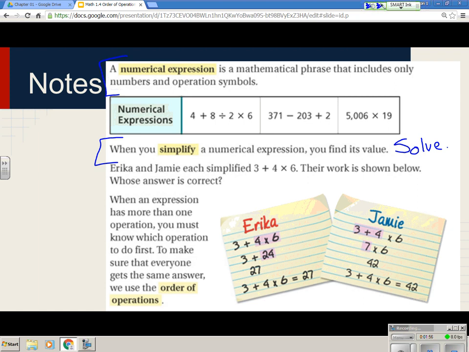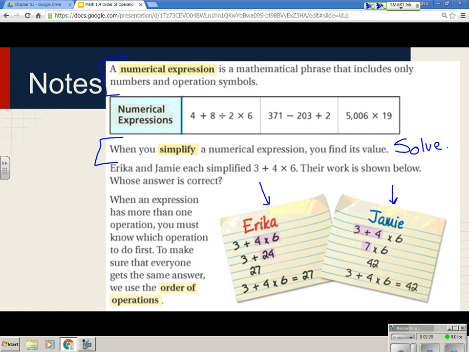It says Erica and Jamie each tried to simplify 3 plus 4 times 6. And down here you can see what Erica came up with, and you can see what Jamie came up with. We got to figure out who's correct. So Erica decided to do 4 times 6 first. You can see they made that pink. That gave her 24 and then added 3. That gave her 27. Jamie did 4 plus 3 first and got 7.